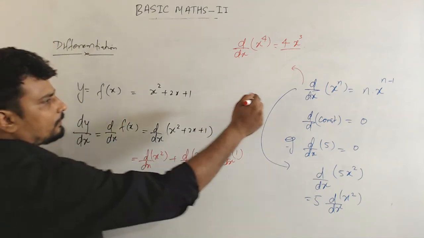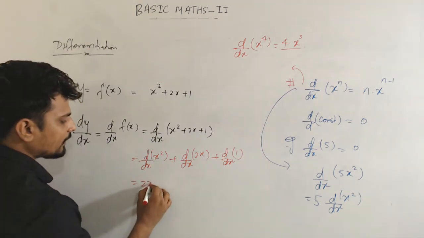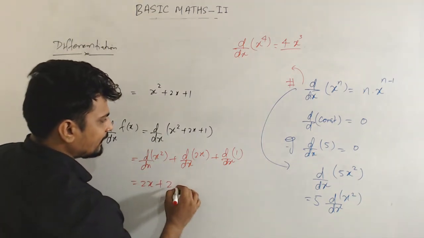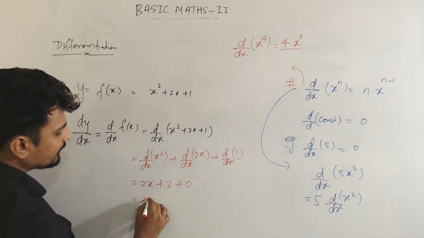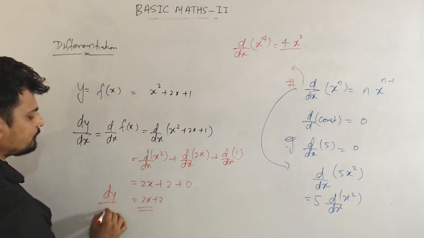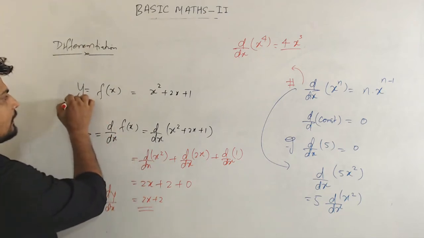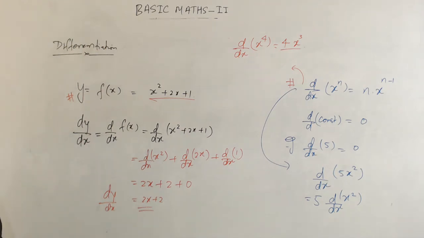Now, using this rule, n is 2, so this is going to be 2 times x, plus this is going to be just 2, and the differentiation of a constant is going to be 0. So finally what I'm going to get is 2x plus 2. So that is your dy by dx, having y as this much. So that's the fundamental of differentiation.